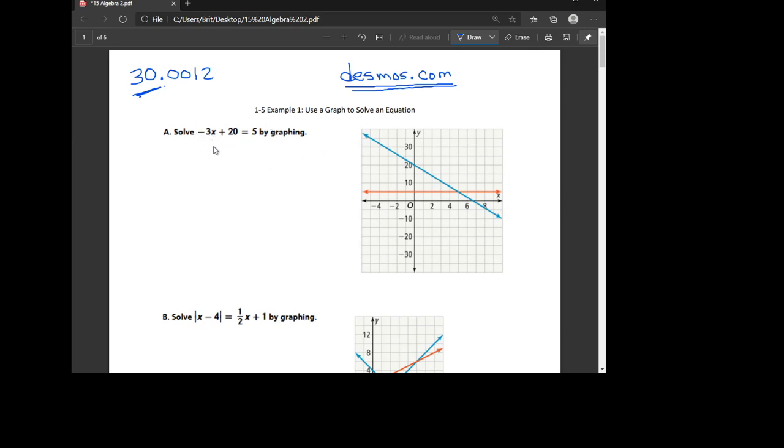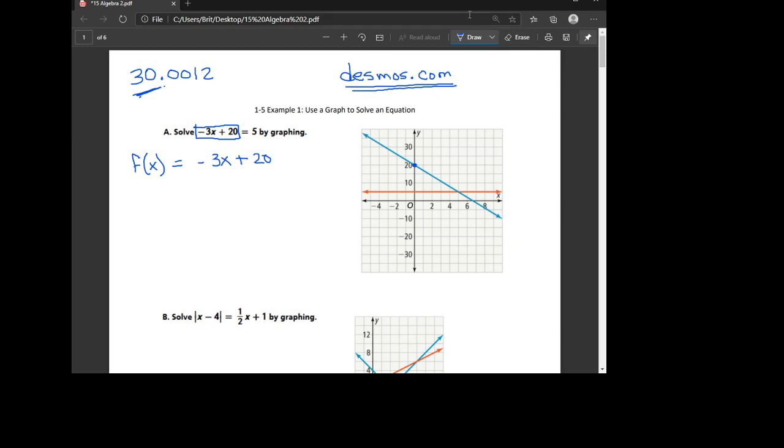With this equation, I'm going to split it into two equations. I'm going to take the first part and call it f of x. So f of x equals negative 3x plus 20. On my graph, that's this blue line. You see the y-intercept here at 20. The slope is probably negative 3. You just have a hard time seeing it, and that's okay.